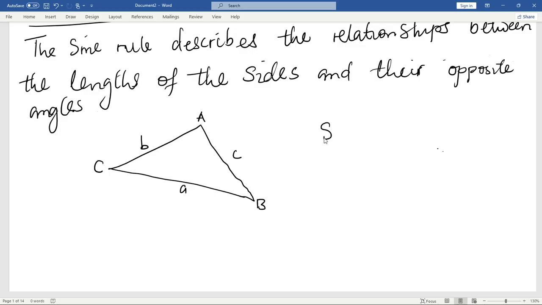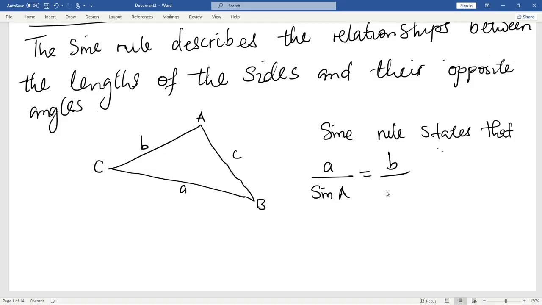So now, the sine rule states that a over sine A is equal to b over sine B, which is equal to c over sine C. If you look at this rule, it just describes the relationship between the length of the sides and their opposite angles. Okay, let's look at an example that involves the sine rule.